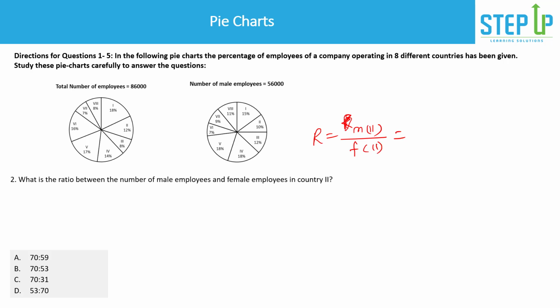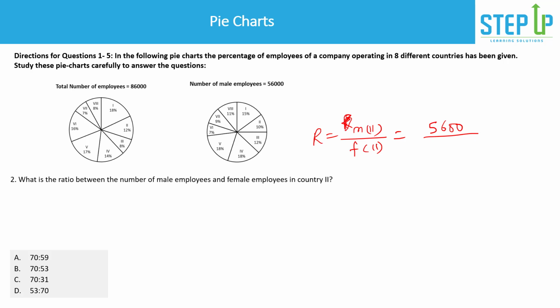Now male employees in country 2, is it not easy? 10% of any number, as I told you, is very easy to calculate. You just have to move the decimal one place. So this is 5600 upon female employees in country 2. Now how will we calculate female employees in country 2? We know total employees in country 2. We know total male employees in country 2. So total employees minus male employees would be female employees.